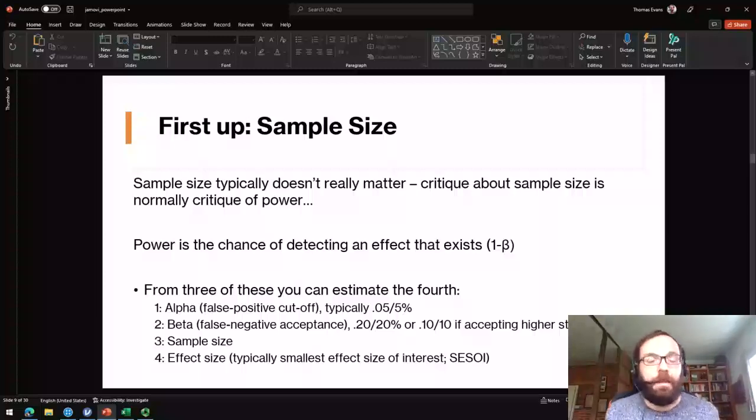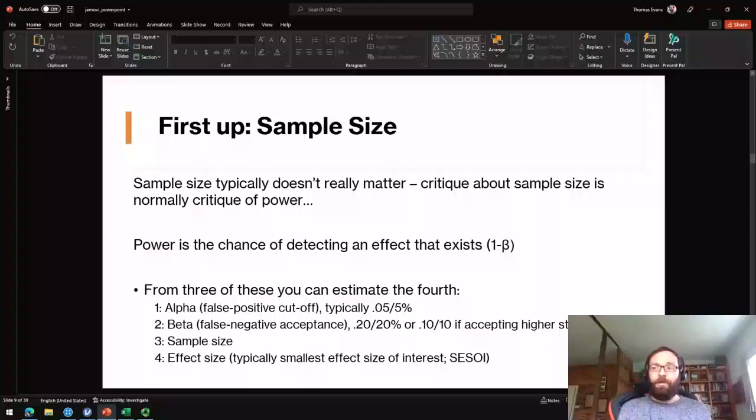This is on the basis that if we have 3 of the 4 pieces of information listed, we can make an estimate of the 4th. We can make a guess. So in this case, we want to know number 3, sample size. So as long as we know our alpha, beta, and effect size, then we can calculate or kind of estimate what sample size would be necessary.